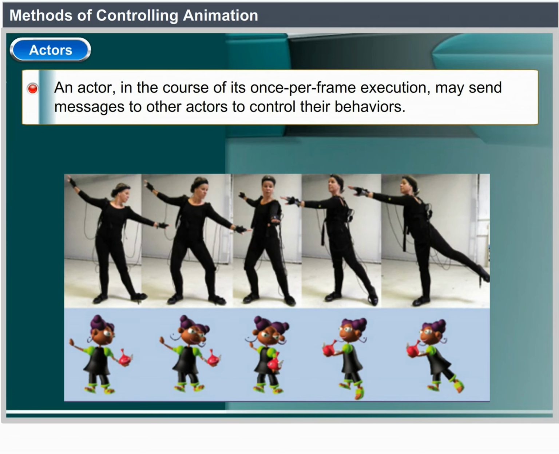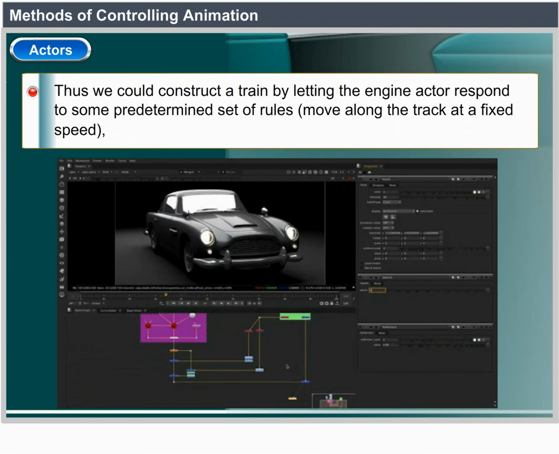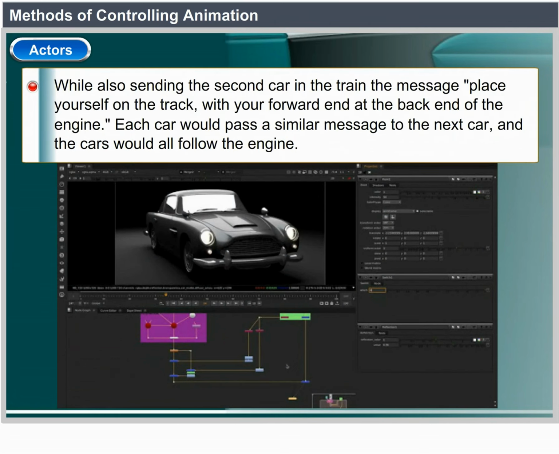to control their behaviors. Thus, we could construct a train by letting the engine actor respond to some predetermined set of rules, move along the track at a fixed speed, while also sending the second car in the train the message, "Place yourself on the track, with your forward end at the back end of the engine." Each car would pass a similar message to the next car, and the cars would all follow the engine.